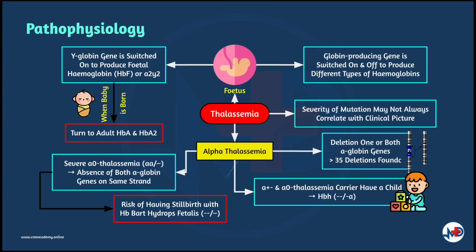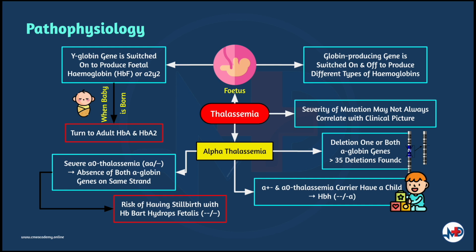During fetal development, globin-producing genes will be switched on and off in order to produce different types of hemoglobins. In utero, the gamma globin gene is switched on for most of the time, producing fetal hemoglobin F or alpha 2 gamma 2. However, once the baby is born, within a few months the fetal hemoglobin will turn into adult HbA or alpha 2 beta 2 chain with small amounts of HbA2 or alpha 2 delta 2. The gamma globin production would be physiologically impaired at this point.